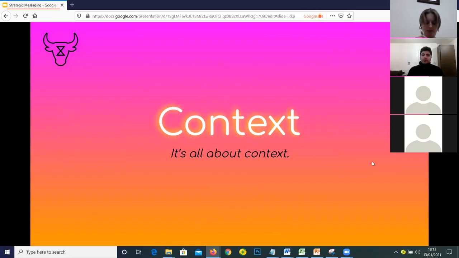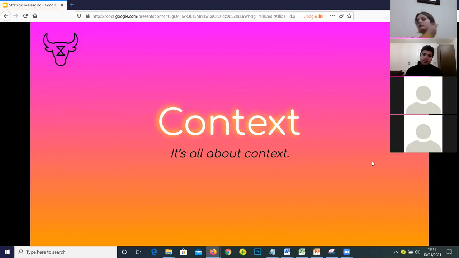So we're going to move on to context. I think a much easier way to understand frames might be context. You can use the terms frames and context quite interchangeably. So when I say frames, think of context, and when I say context, think of frames.